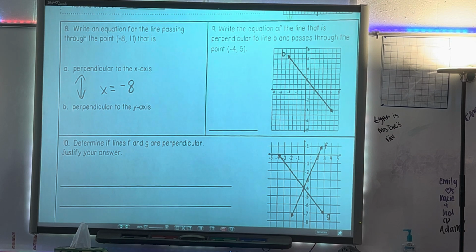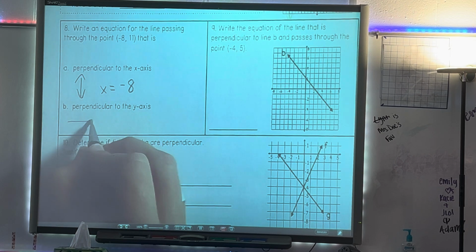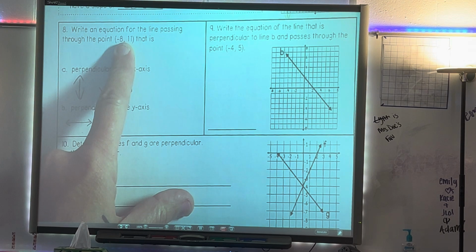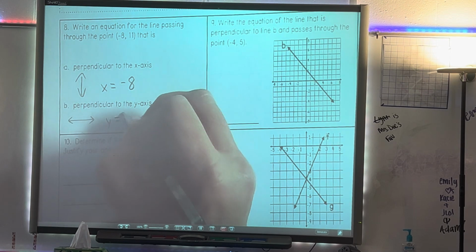So if I have a line that is perpendicular to the y-axis, it would then be horizontal, and it goes through this point. What's its equation? y equals 11. Everybody okay?